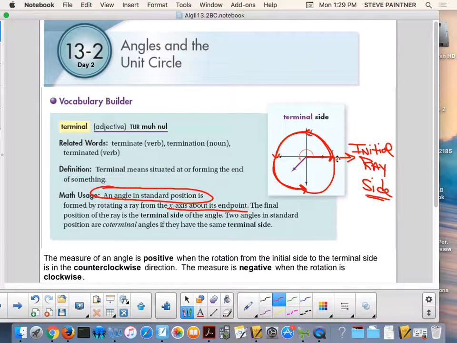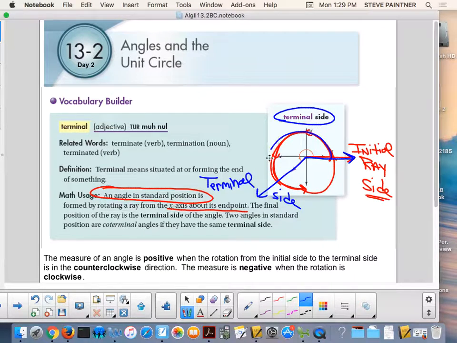Now, hang on. Listen. You will go around the circle, but you will end somewhere. And if you end, let's say right here, this side is known as the terminal side. So wherever you finish, this is the terminal side. Okay? So your angle could look like this, from here to here. About what do you think that is?